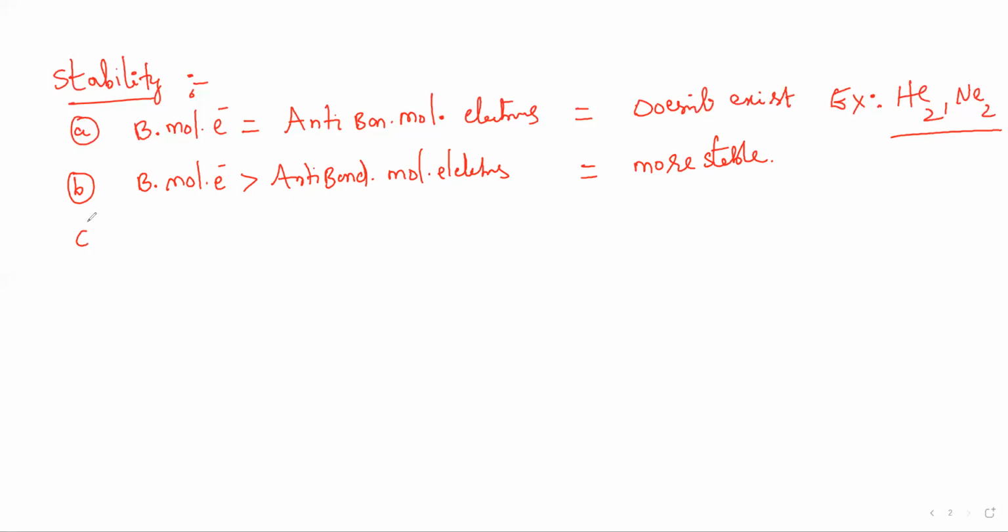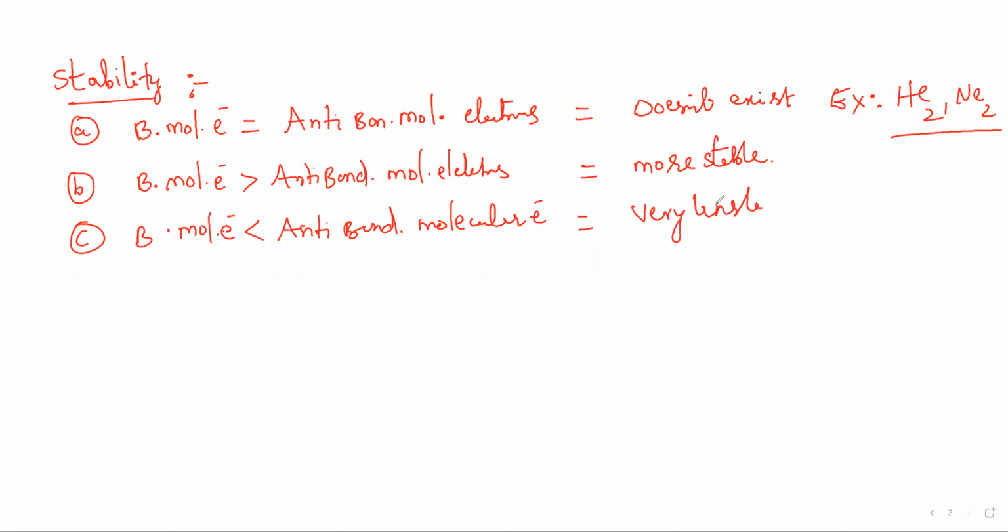And coming to the third case, bonding molecular electrons will be lesser than anti-bonding molecular electrons, then the molecule will be very, very unstable. So this is how we can study the stability of the molecule.